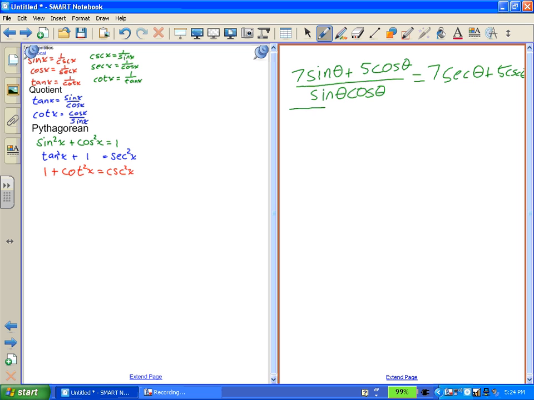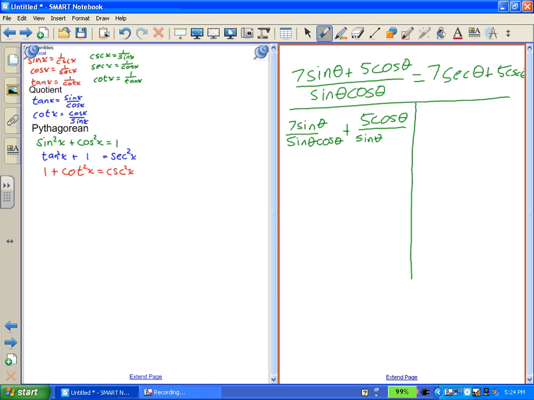I'm going to make my T diagram. Well, if I look at this, the two sides of this equation, first of all, the left side is a little more complicated. There's a little more going on. And the right side is two different terms. So how about this? How about if I break the left side into two different terms? So that is 7 sine theta over sine theta cosine theta plus 5 cosine theta over sine theta cosine theta.